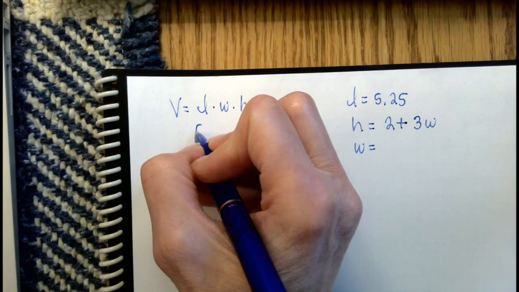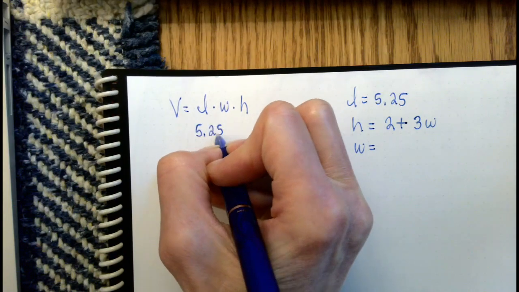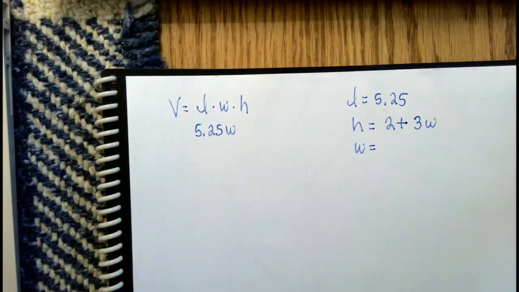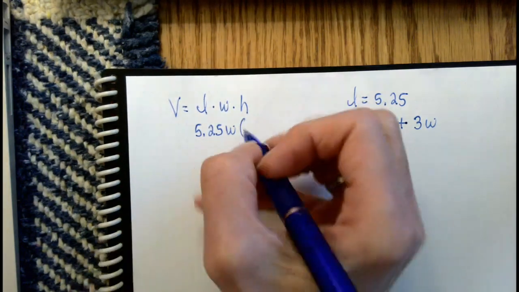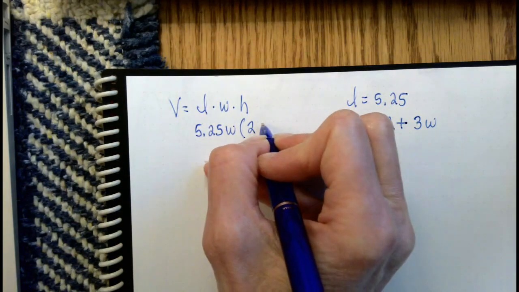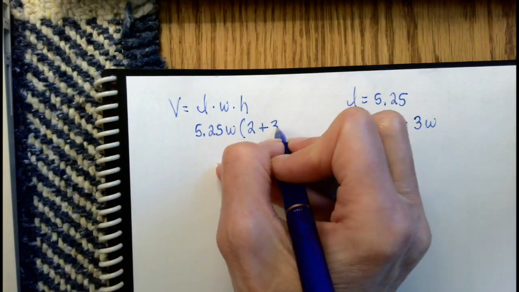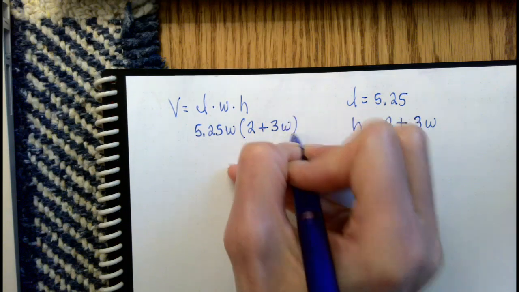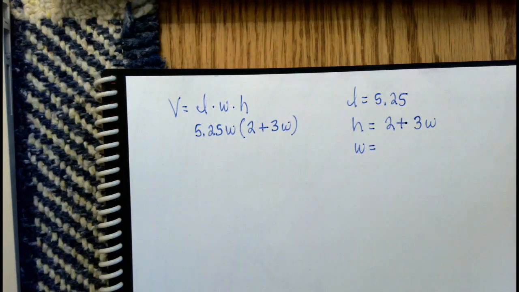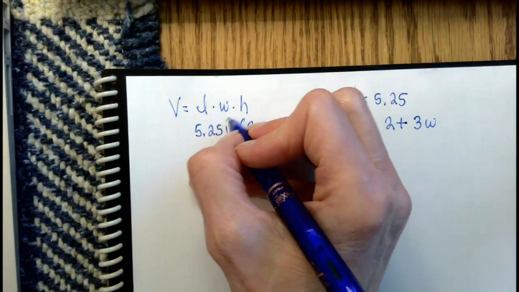So the length is 5.25. There's the width, and then our height is 2 centimeters longer than 3 times the width. So to find our answer here, we're going to have to distribute.